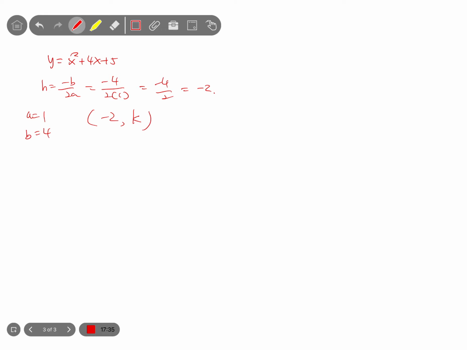And we're going to find out what that is by plugging it in. So we have y equals (negative 2) quantity squared plus 4 times negative 2 plus 5. The calculator said this is 4 minus 8 plus 5, so the answer looks like it is 1. So my vertex is negative 2 comma 1.